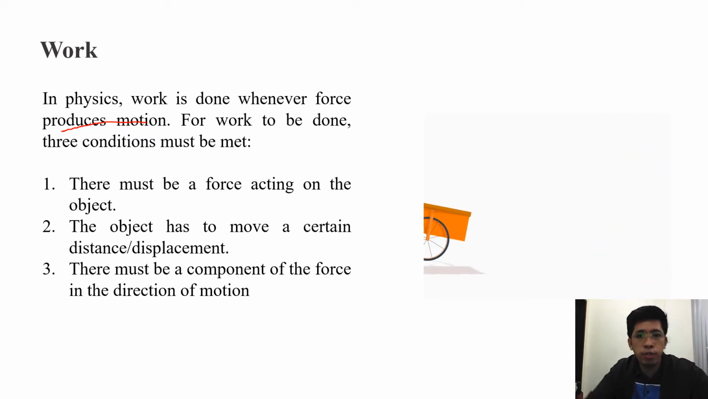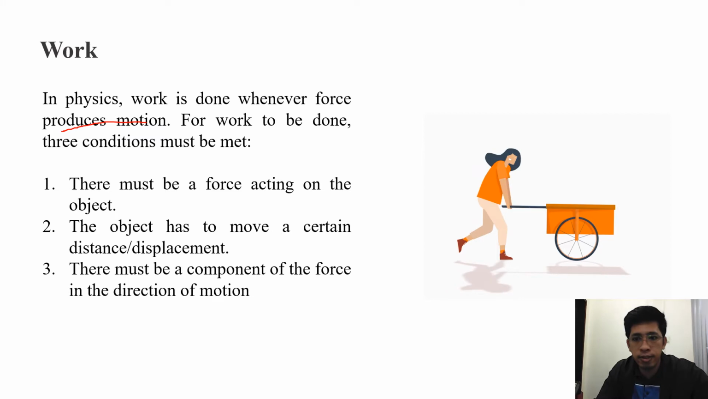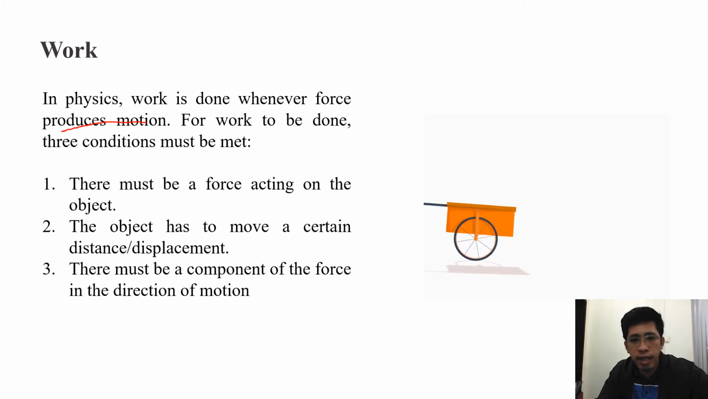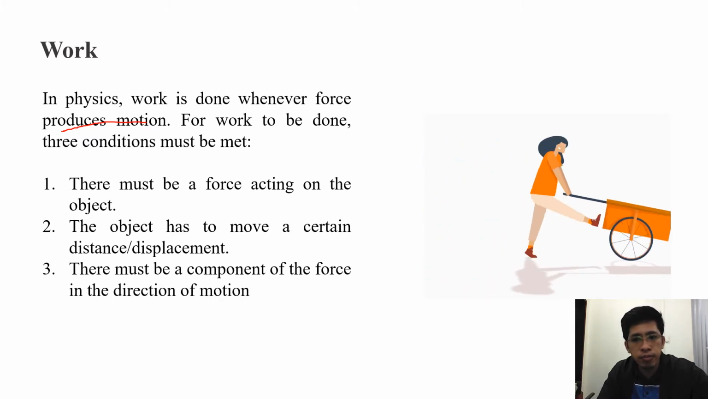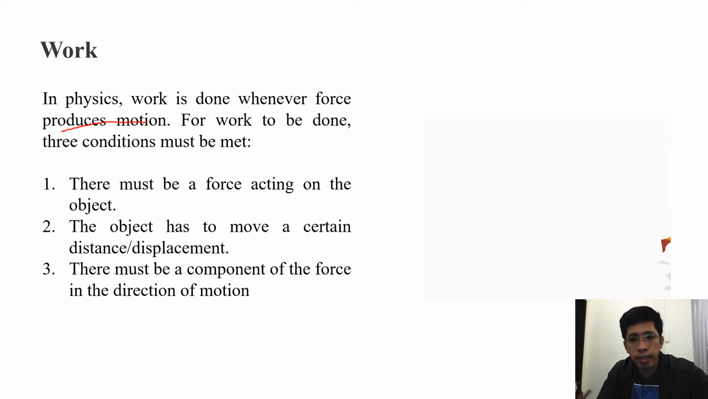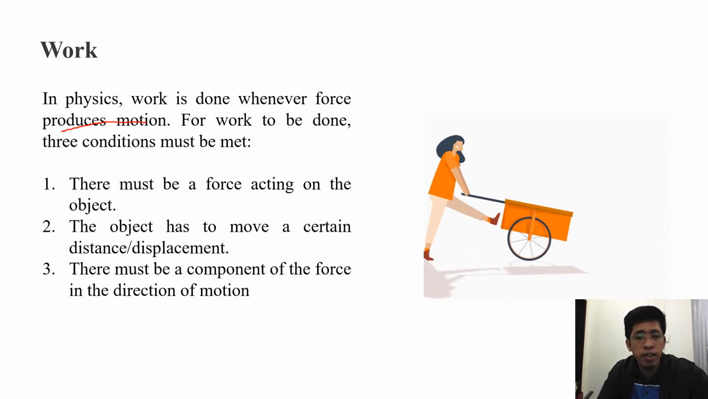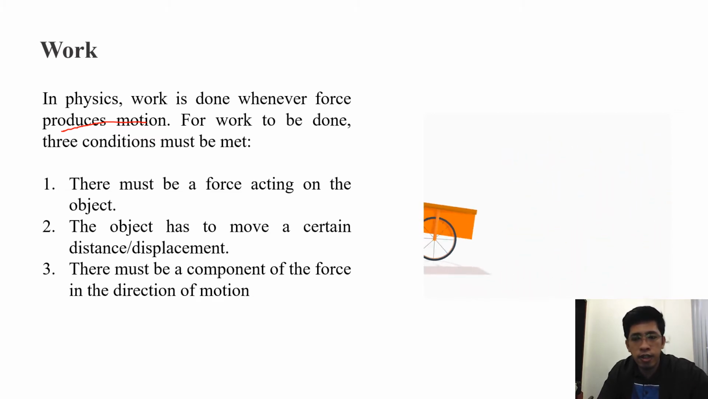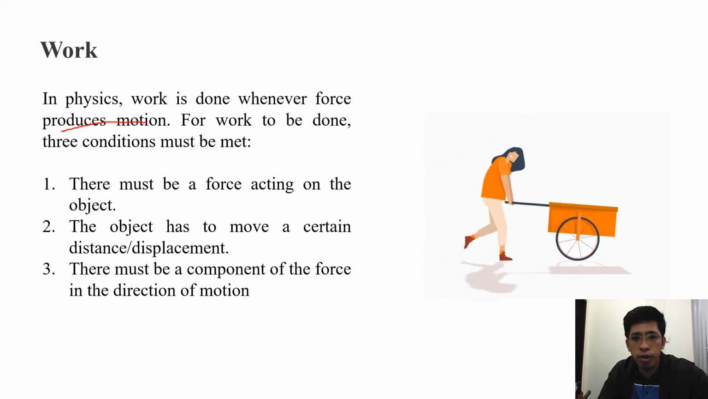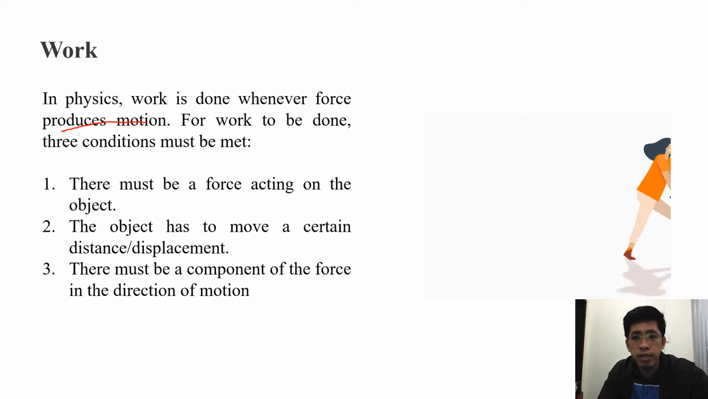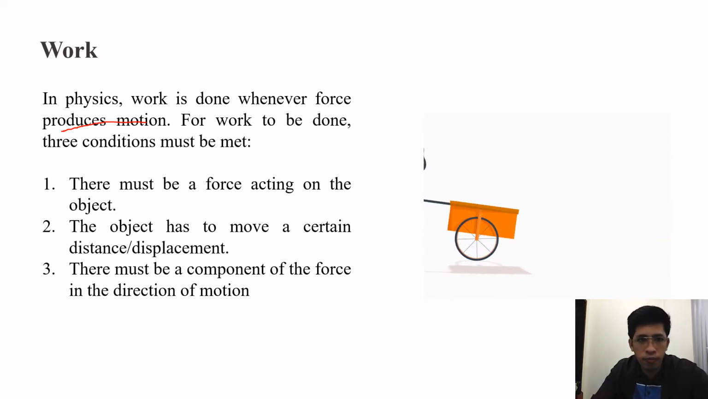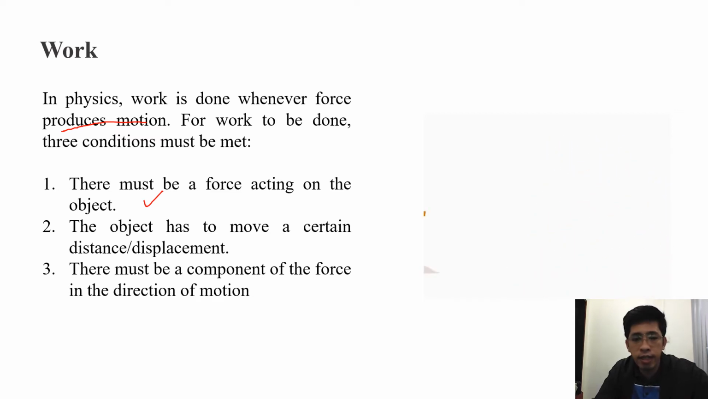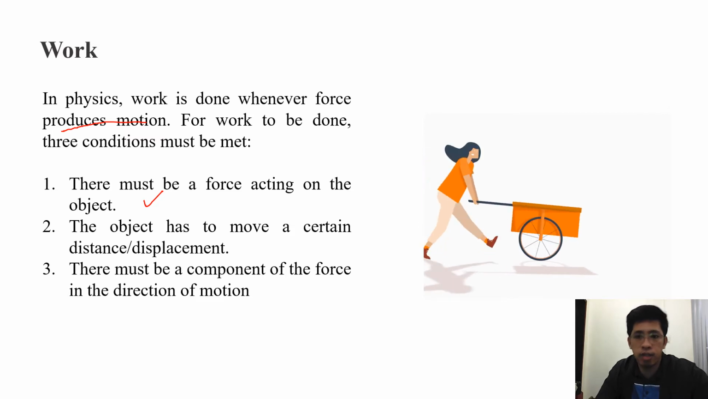And for work to be done, three conditions must be met. Using these three conditions, we're going to see later which between the girl and the boy is really doing the work. So the first condition is that there must be a force acting on the object. If you compare the girl and the boy, both the girl and the boy apply force. So this is checked for both situations. There must be a force acting on the object, and the object that we are talking about is the cart.